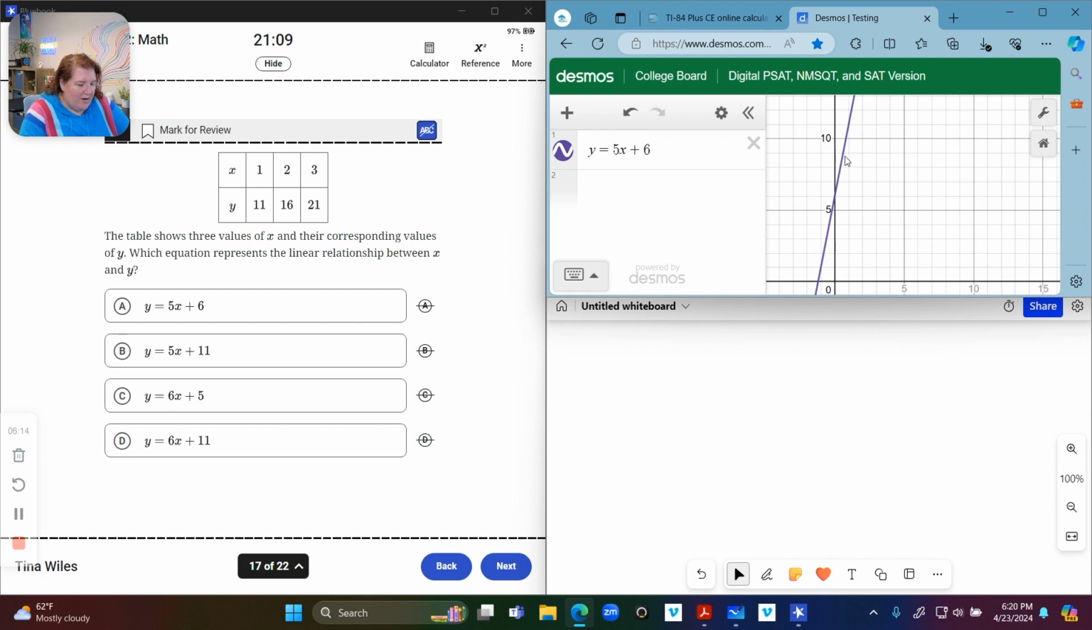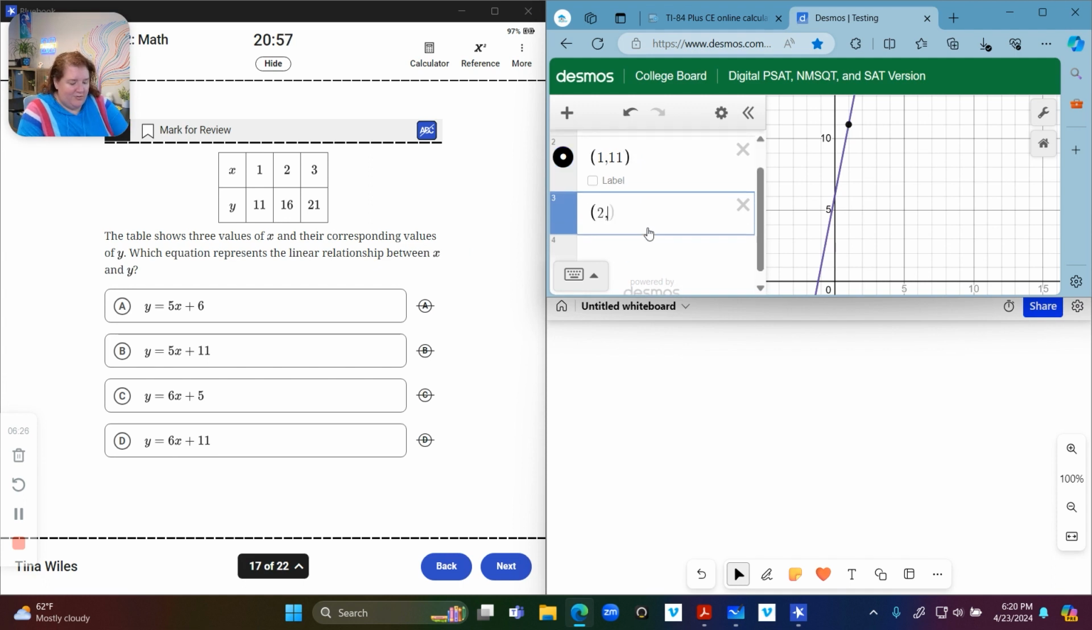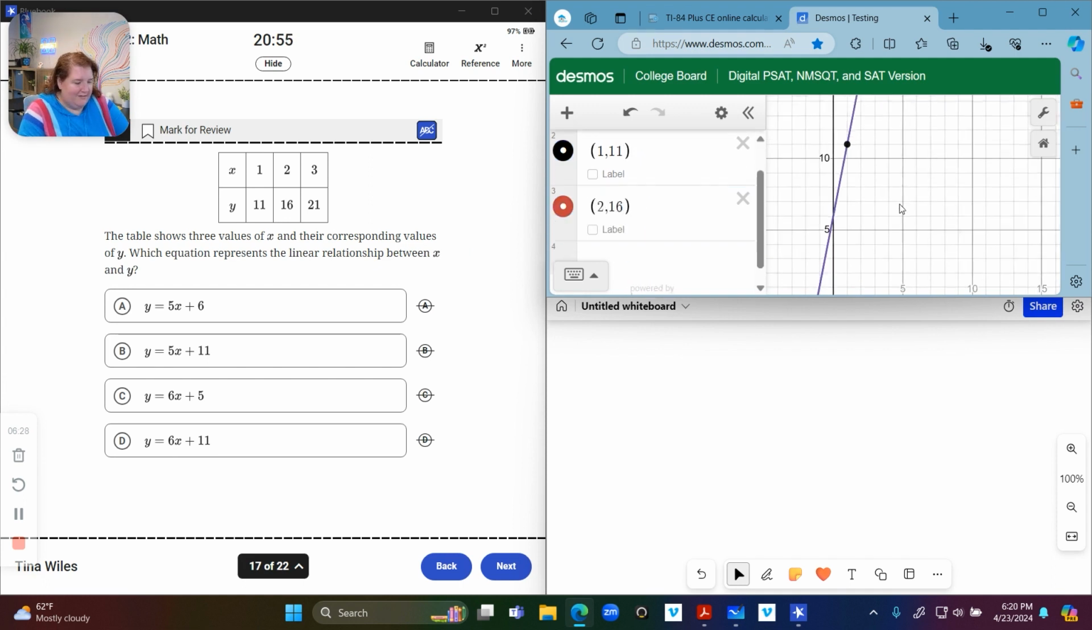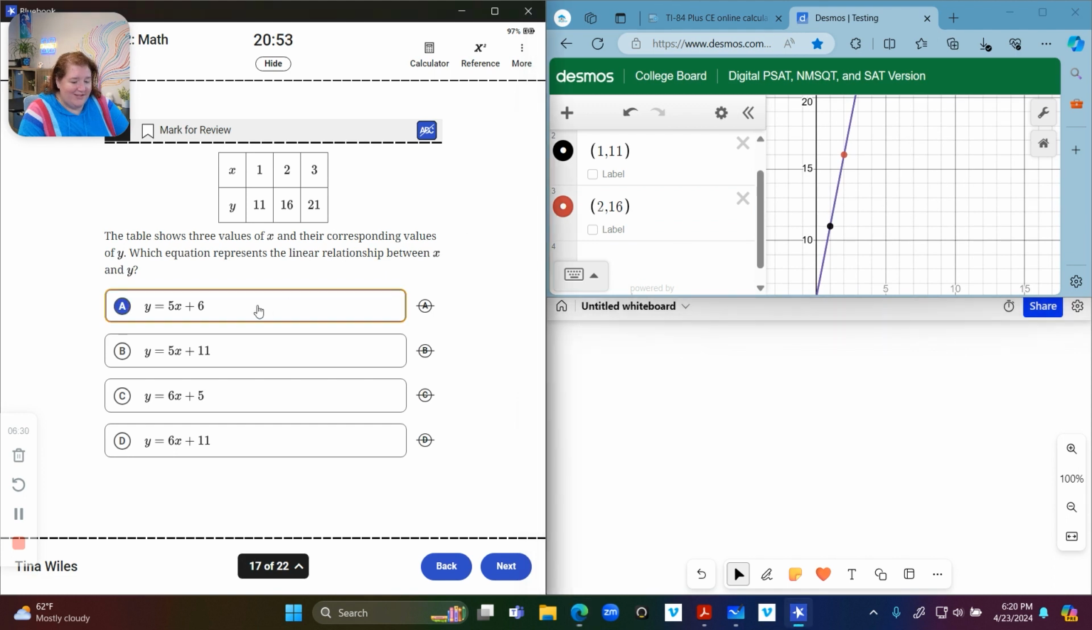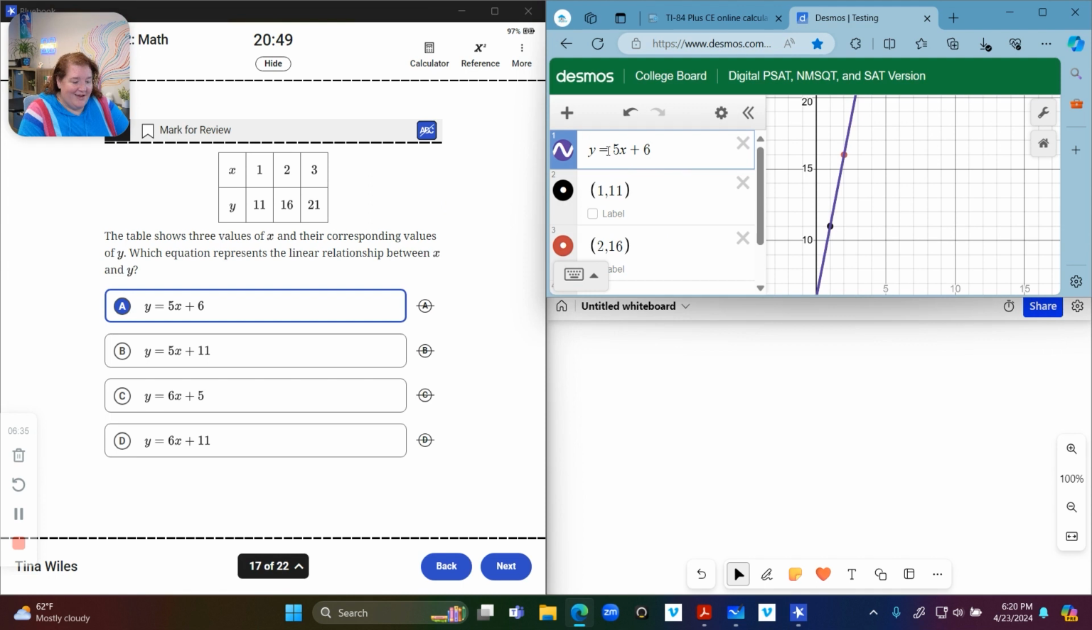when I'm at 1, 1, 1, or you can graph these points, I guess. 1, 1, 1, that's on it. 2, 1, 6. That's on it too. That's the right answer. Let me show you what happens if it's the wrong answer.